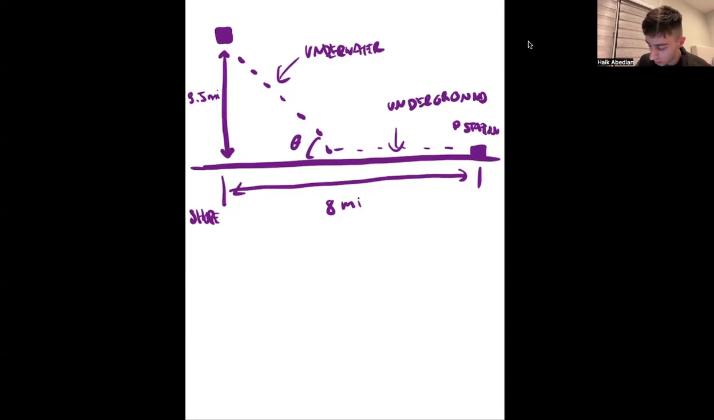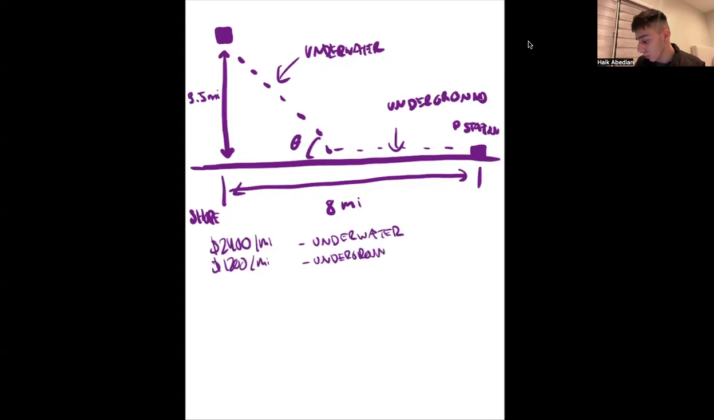We want to assume that 2,400 a mile is our underwater cost and 1,200 a mile is our underground cost. So clearly underground is much cheaper than underwater. We can use that. It's asking at what point the underwater cable should meet the shore in order to minimize the cost of projection. So we're going to do a cost function here.